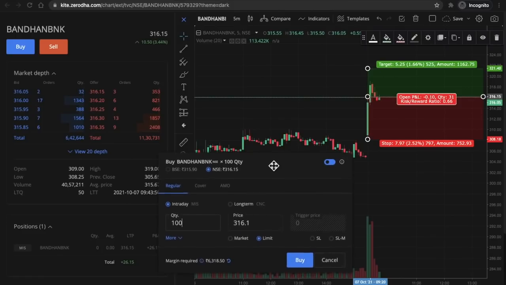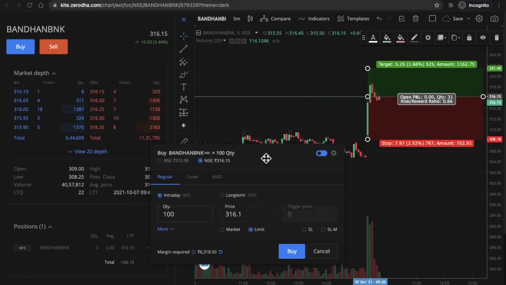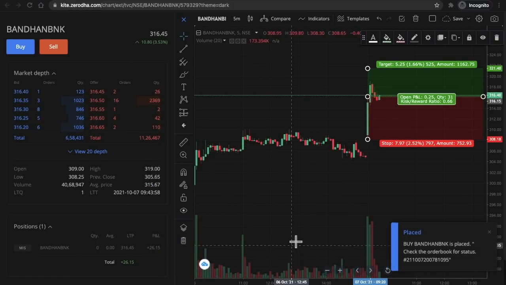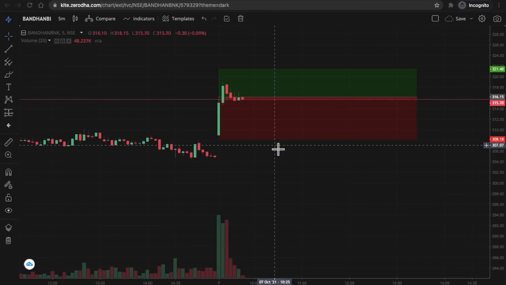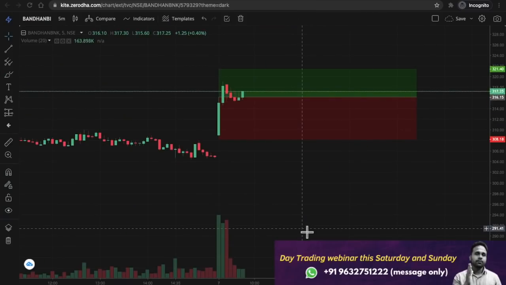See traders, I had to enter the trade at the second candle itself, but since I had other work, I was not able to enter the trade at that time, and when the price came back again to the first candle's high level, I quickly placed a buy order. So from here, let me just fast forward.